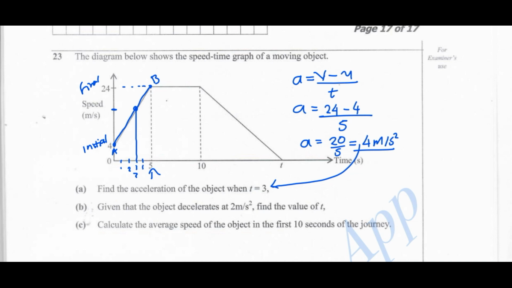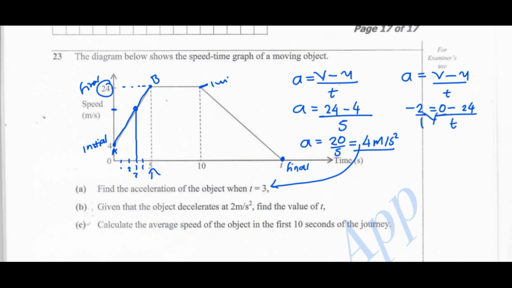Then given that the object decelerates at 2 meters per second squared, find the value of t. So acceleration is equal to v minus u over t. The acceleration we have been given is negative 2. Final, since this line touches the x-axis, the final is 0 minus the initial, which is this number. This is our initial here. So the initial is 24, over t, which is what we are solving for.